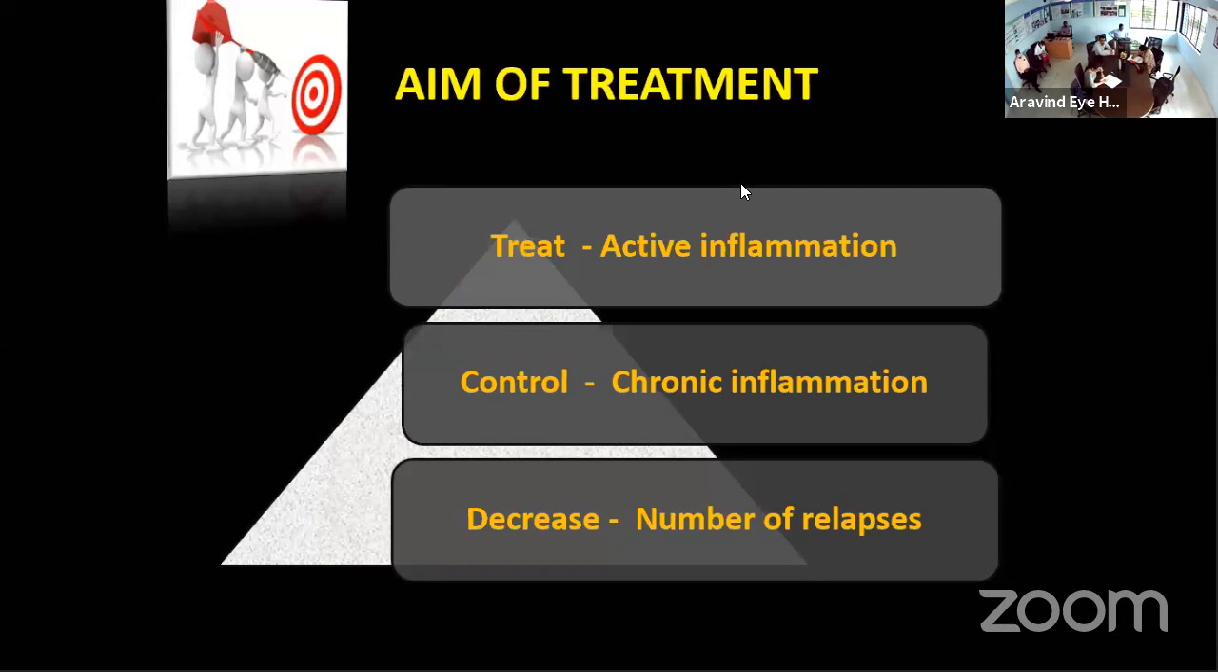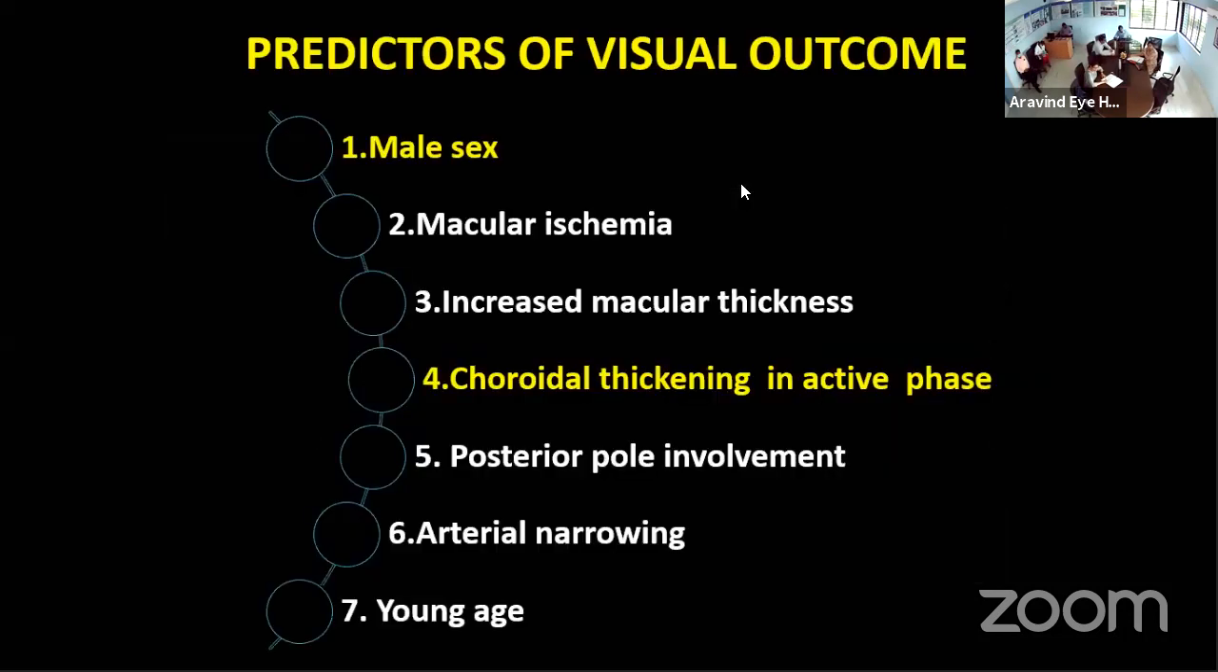Shifting gears, what is the aim of the treatment? Whenever we do any treatment, we need to have something called an aim. What are we going to do treating a case of Behcet's? Treat the activity and control the chronicity of the disease, as well as plan for decreasing the number of relapses. So before planning treatment, we need to have some parameters before telling the patient this is going to be the visual outcome you are going to get. These are going to act as predictors of visual outcome.